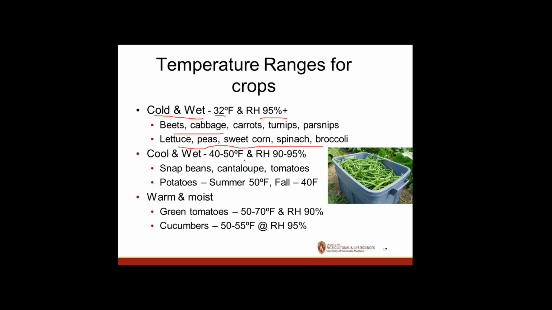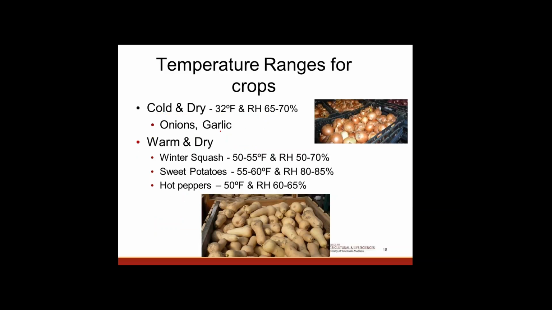And then we have cold and humid. So this would be basically 90 to 95%. So snap beans, cantaloupe, tomatoes, although with tomatoes, I think sometimes you want them a little warmer if you're trying to ripen them. If you get green tomatoes, they need to be warmer than this. Potatoes would fall into this category as well. And then we have warm and moist. We've got green tomatoes. We've got cucumbers that would fall into this range. Then we have cold and dry, which is our onions. Onions, garlic, shallots would fall into that range to keep them from spoiling or sprouting, I should say.